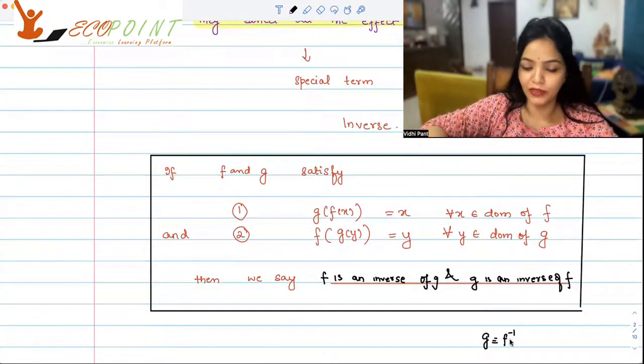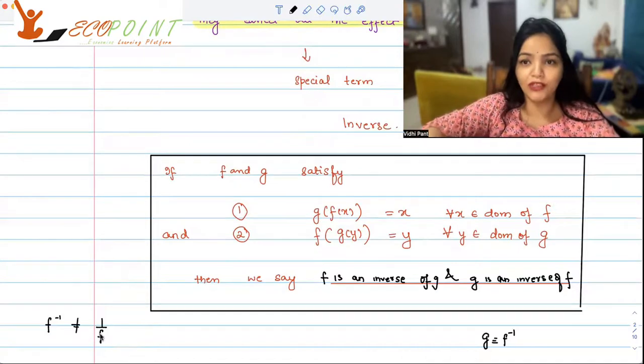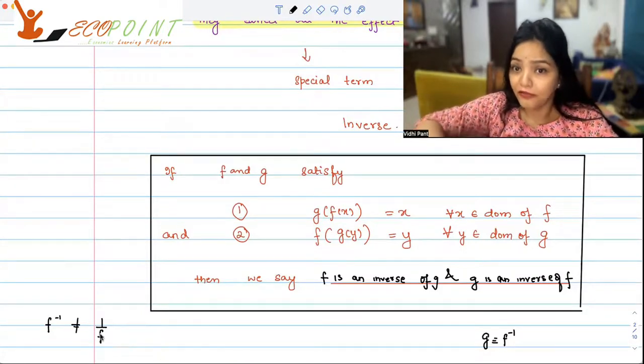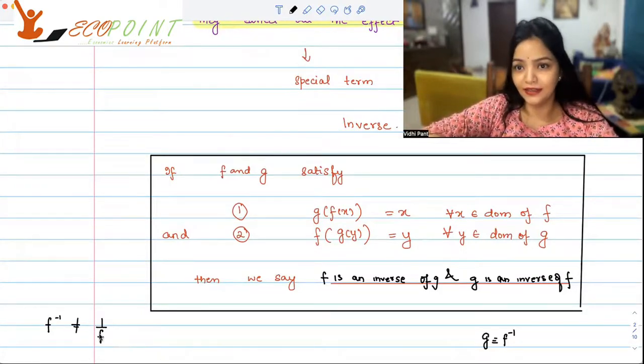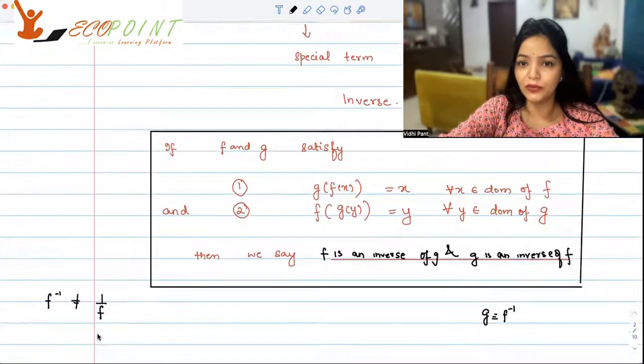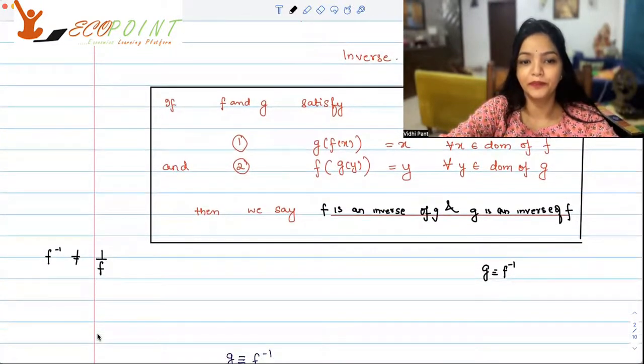Please remember, f inverse is not 1 upon f. Please do not ever confuse yourself with that. It doesn't mean 1 upon f. f inverse means that the effect of these two functions is cancelling. And hence this is happening: g of f(x) equals x, f of g(y) is equal to y.